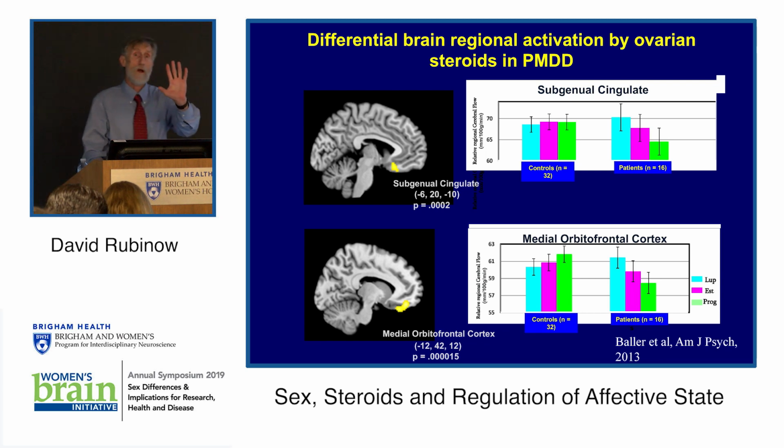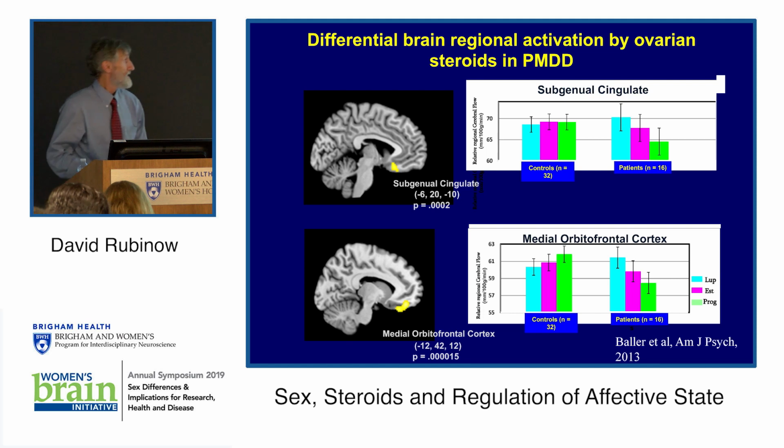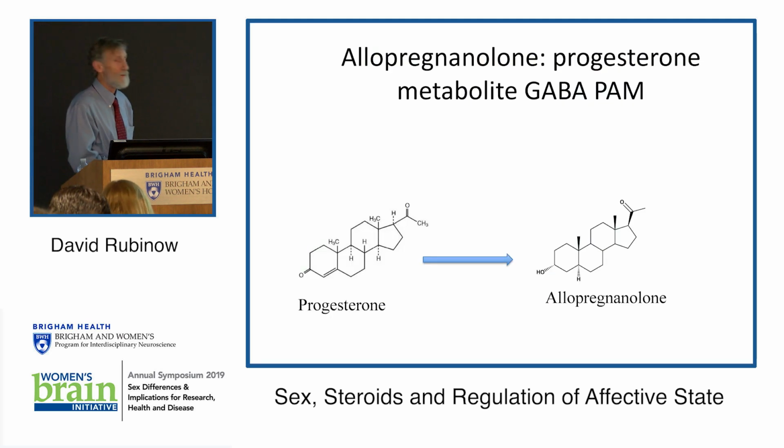So remember, however, that progesterone and estrogen aren't the only things that change over the reproductive cycle, right? There are also these metabolites of these hormones like allopregnanolone, which is a ring A reduced metabolite of progesterone, and which is a positive allosteric modulator of the GABA receptor.